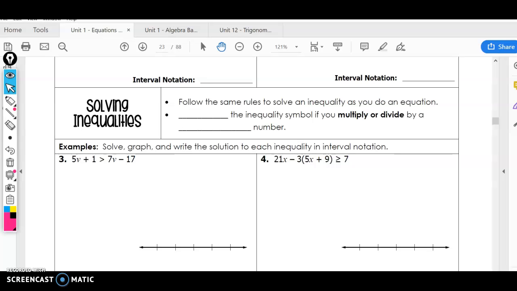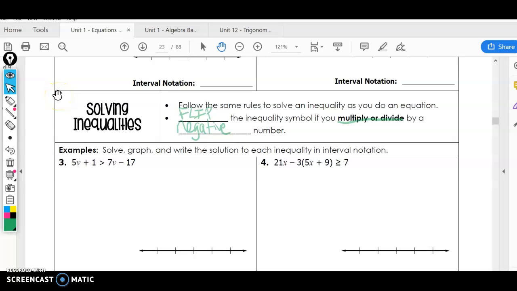When we solve inequalities, you're going to follow the same steps as we would solve an equation. However, when you multiply or divide by a negative number, you're going to flip the inequality symbol. Make sure you have that written down.